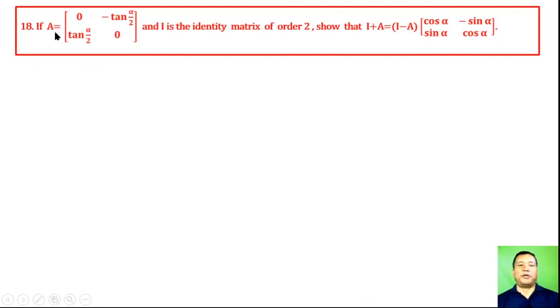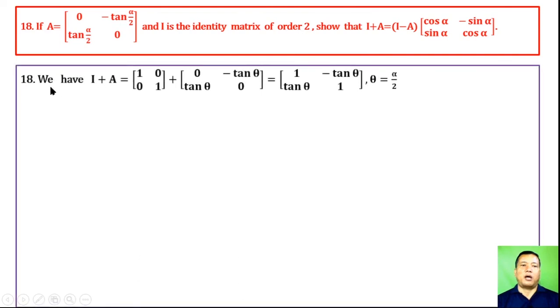Question number 18. If A equals this and I is the identity matrix of order 2, show that I plus A equals I minus A times the matrix cos alpha, minus sin alpha, sin alpha, cos alpha. Let us prove. I plus A. I is this, A is this. Their sum is this.